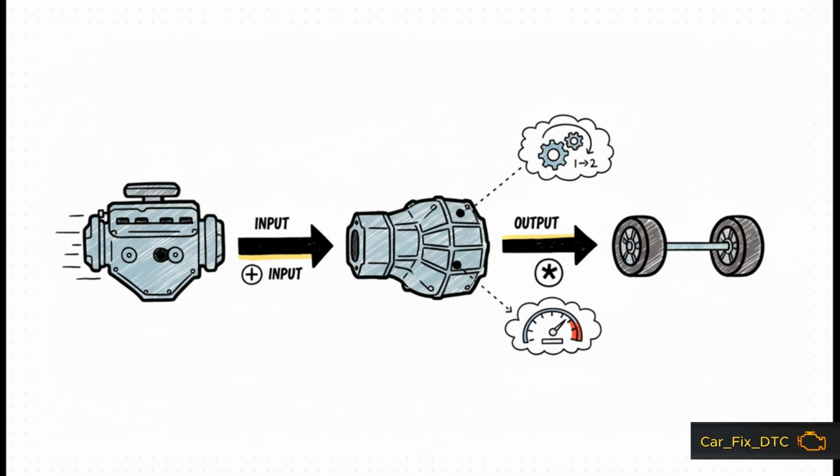And this brings up something that trips a lot of people up. Your car actually has a couple of these speed sensors. The P0715 code is specifically about the input sensor. That's the one measuring the speed coming from the engine into the transmission. The output sensor, on the other hand, measures the speed going out to the wheels. That's the one that tells your speedometer how fast you're actually going. See? Two totally different jobs.